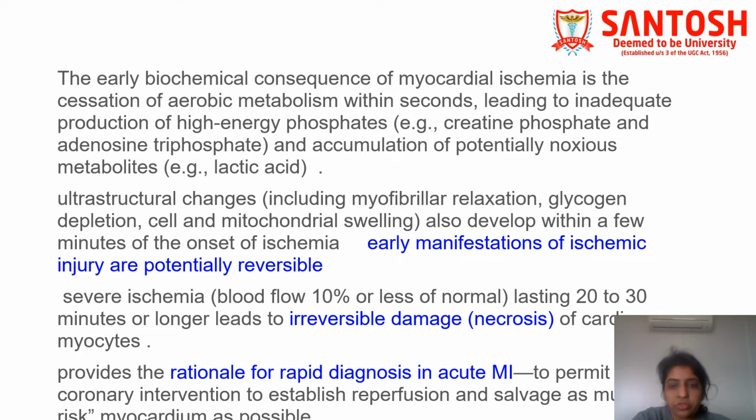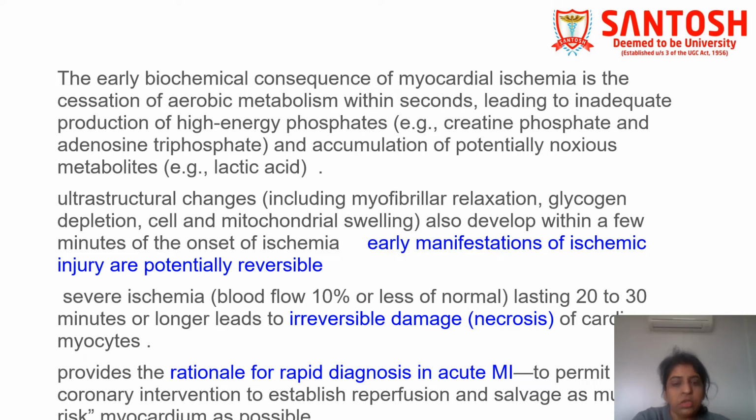The early biochemical consequence of myocardial ischemia is a cessation of aerobic metabolism within seconds, leading to inadequate production of high-energy phosphates, for example creatine phosphate and adenosine triphosphate, and accumulation of potentially noxious metabolites, for example lactic acid. Ultrastructural changes, including myofibrillar relaxation, glycogen depletion, and cell and mitochondrial swelling, also develop within a few minutes of the onset of ischemia. These are the early manifestations of ischemic injury, but are potentially reversible.